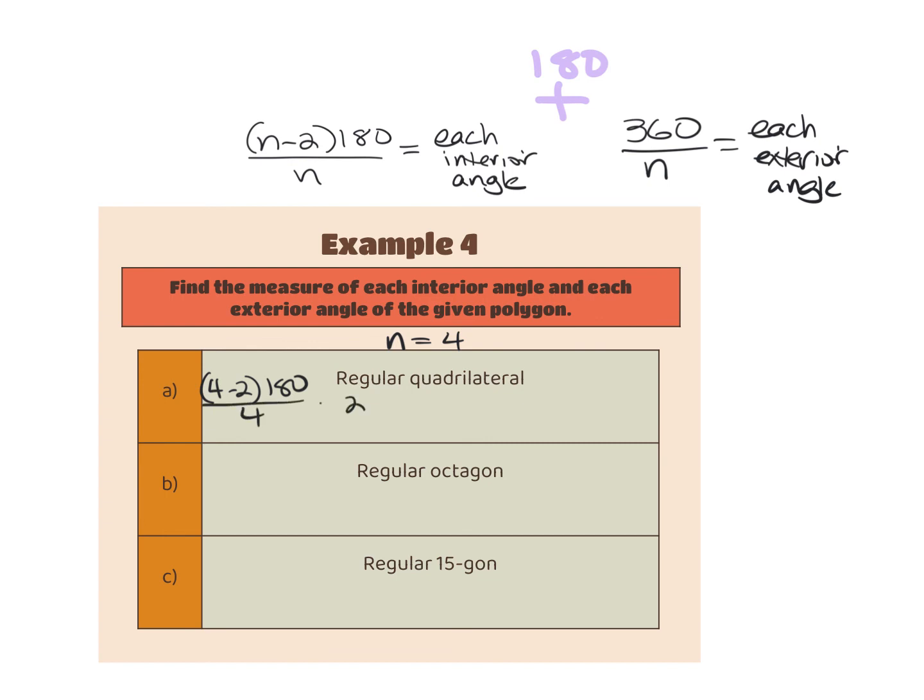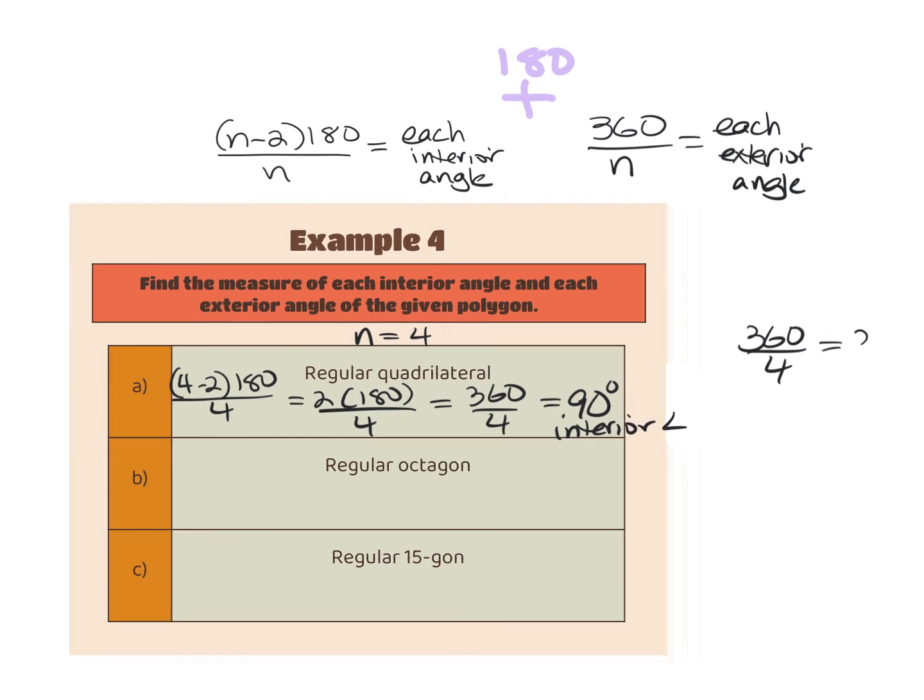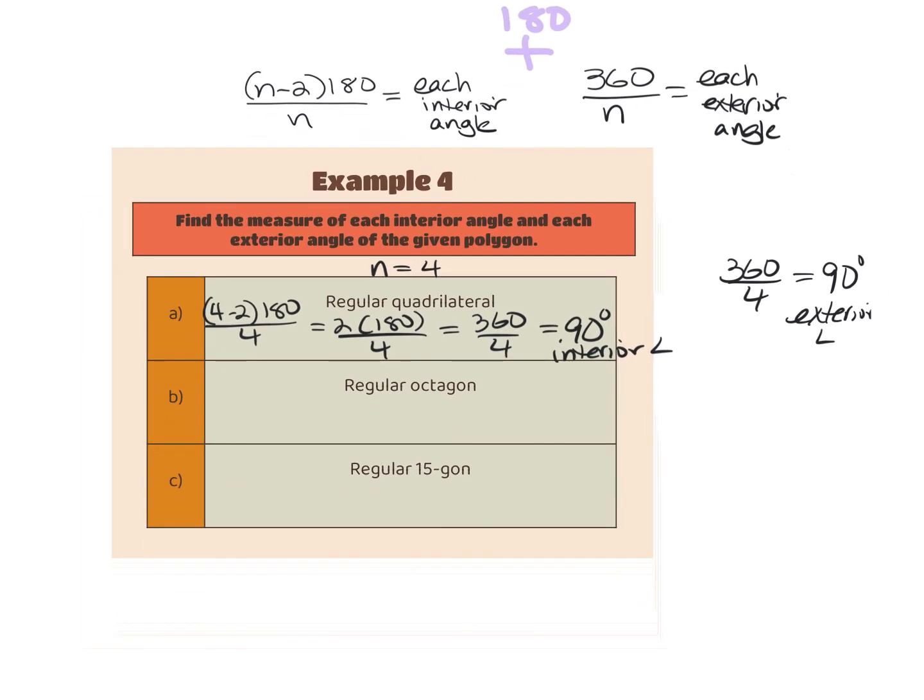4 minus 2 is 2 times 180 divided by 4. So I'm going to multiply and divide, and you get 90. This is my interior angle. And then for the exterior, it's 360 divided by 4, which is the same calculation I just did. So each exterior angle is 90. Notice if you were to add them together, 90 plus 90 is 180. That's a way to check.